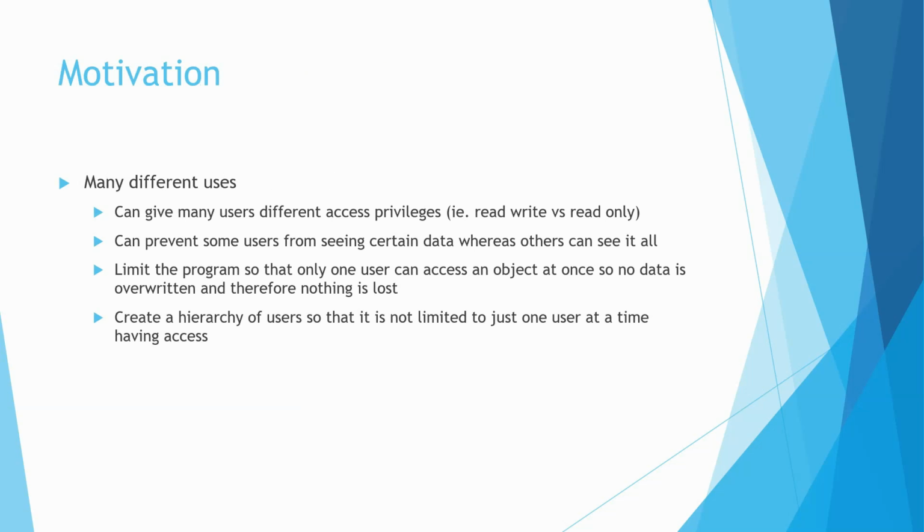The motivation behind the lock pattern has many different uses. It can give users different access privileges, for example, reading and writing privileges versus read-only privileges. It can prevent some users from seeing certain data, whereas others can see all of the data. It can limit the program so that only one user can access an object at once, so no data is overwritten and therefore nothing is lost. And it can create a hierarchy of users so that it is not limited to just one user at a time having access.